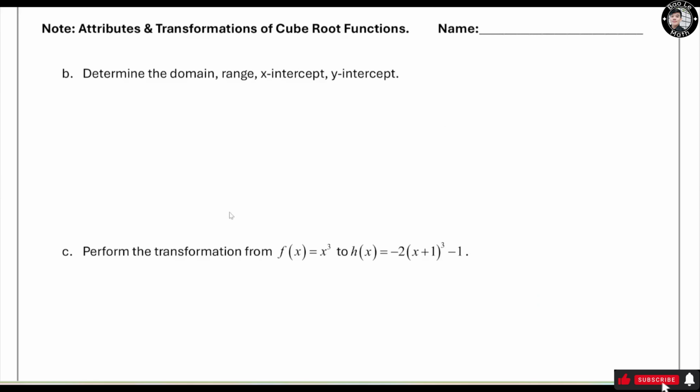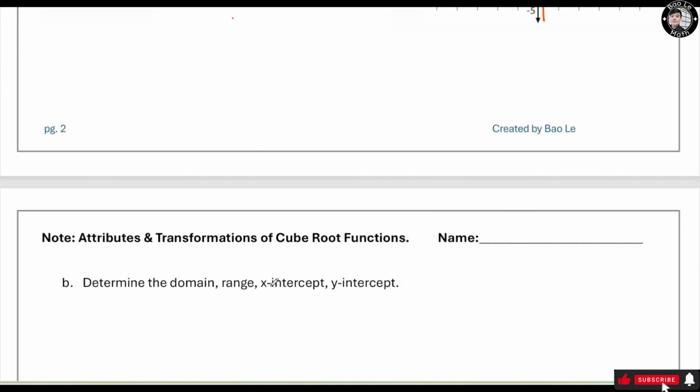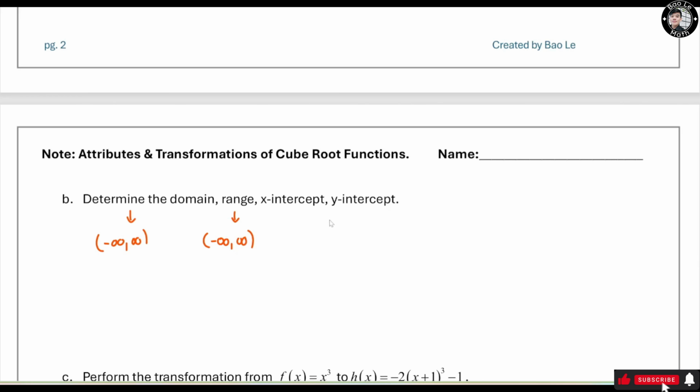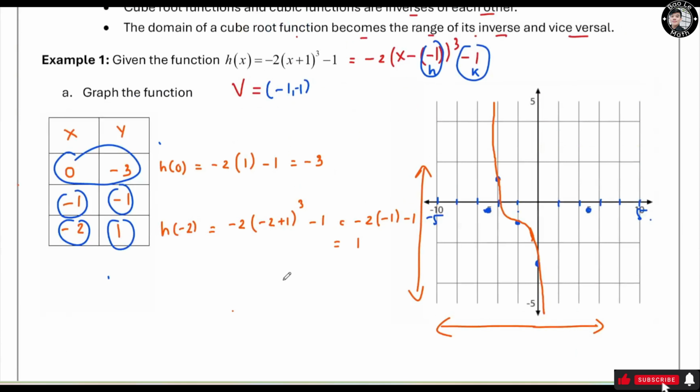Now question B. Determine the domain, range, x-intercept, and y-intercept. Alright, so the domain should be -infinity to +infinity, right? And the range should be -infinity to +infinity, right? Now x-intercept, we just let y equals 0, right? So let this one equal 0, right?